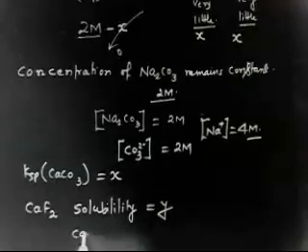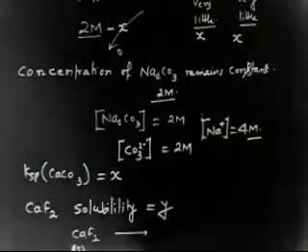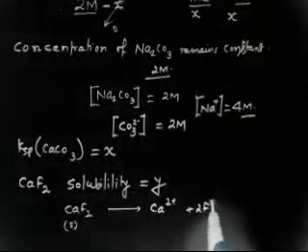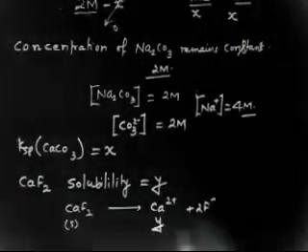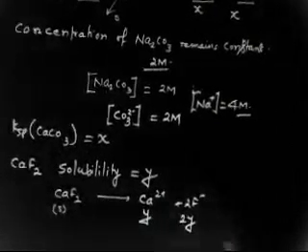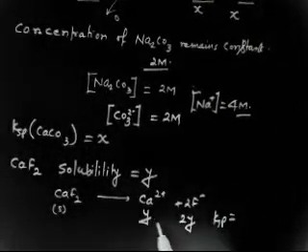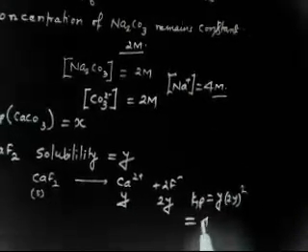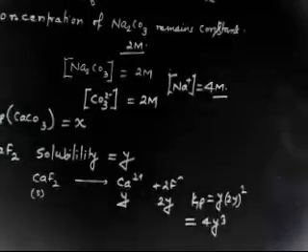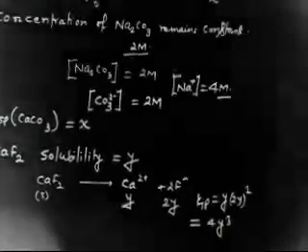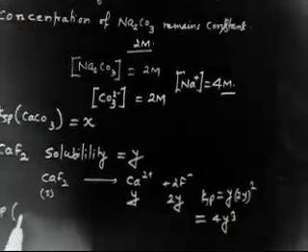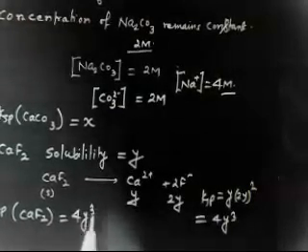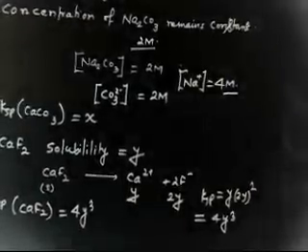You can write the reaction: CaF2 is a solid, and it will form Ca2 plus and 2F minus. The solubility is y, so this is y and this will be 2y. So Ksp for this reaction will be y into 2y raised to the power 2, so you will have 4y cubed. Are you getting or not? So now you know the solubility product of CaF2, which is equal to 4y cubed. Are you getting or not? Let us copy this one and then I can go forward.